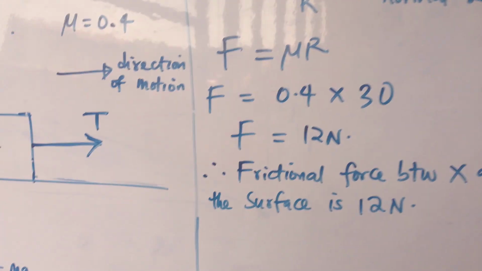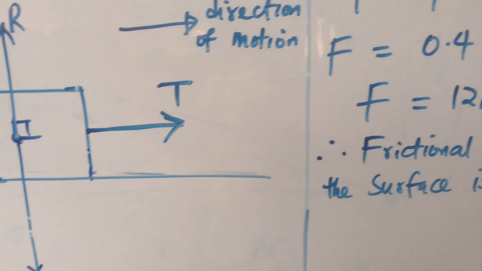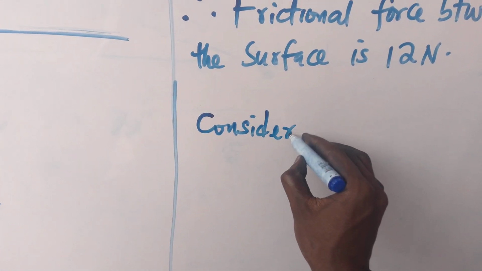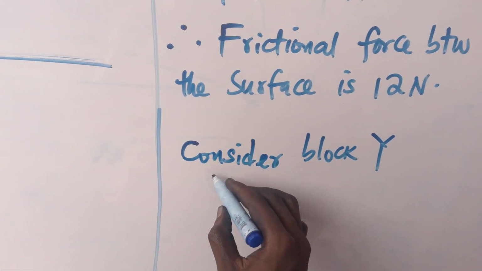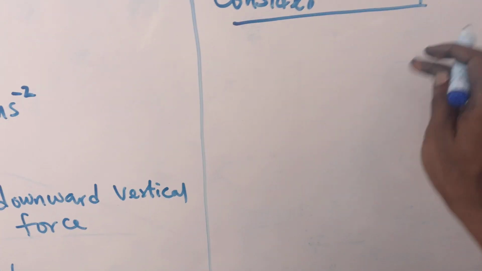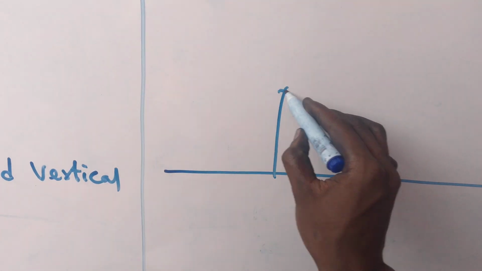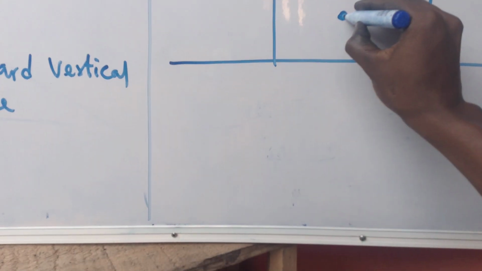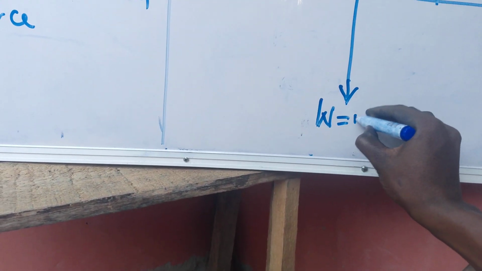Okay, then I can continue. Now I'll suspend this block and go over to the next block. Consider block Y. If I consider block Y, I'll have something like this. Now look for the weight of this block. The weight of the block will act downwards. The weight is equal to mg.